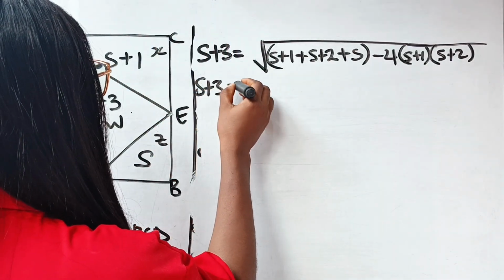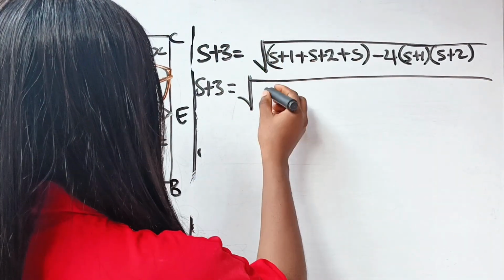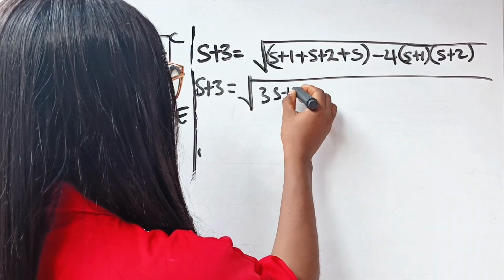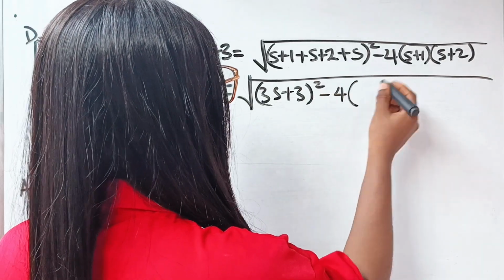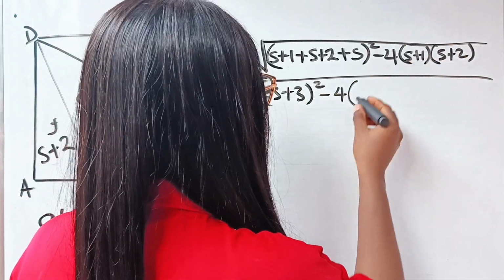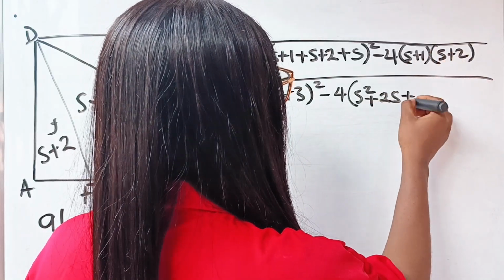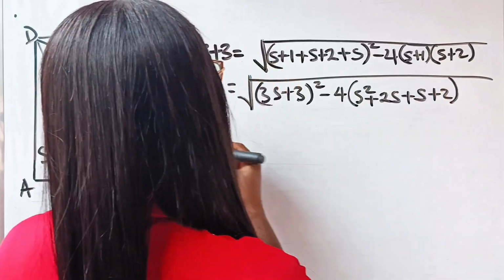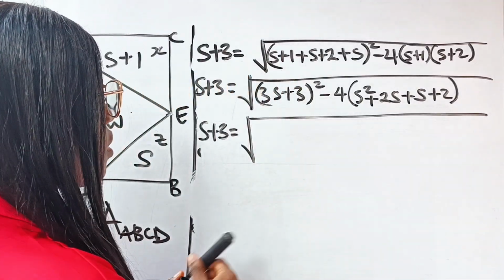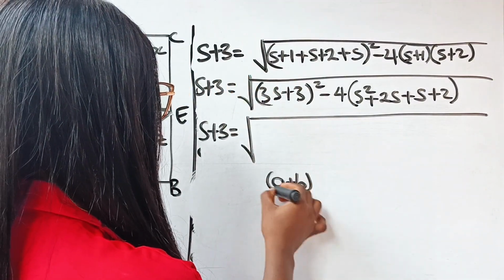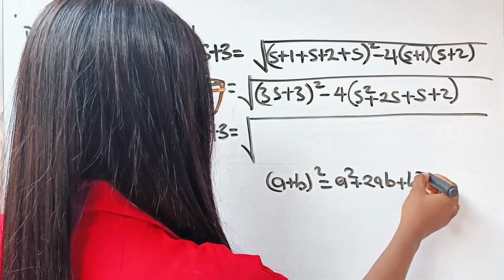So now we solve s plus 3 is equal to, I'll be a bit faster, is equal to s plus s plus s is 3s. 1 plus 2 is 3. Sorry, this is squared. All squared, right? Minus 4 bracket. Let's open this bracket. S times s is s squared. S times 2 is plus 2s. 1 times s is plus s. And 1 times 2 is plus 2. So s plus 3 is the square root of, remember that a plus b all squared is equal to a squared plus 2ab plus b squared.